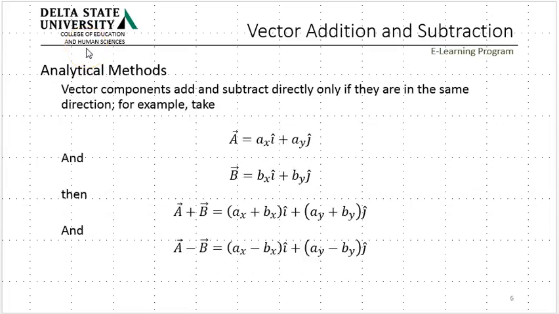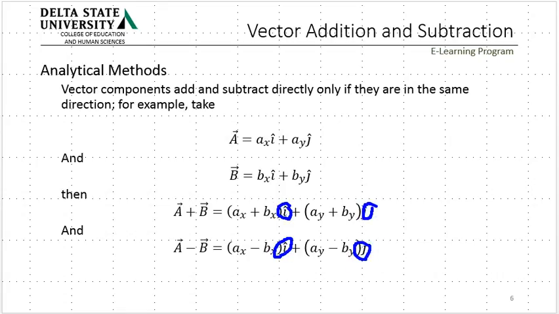So if we look at analytical methods, here's the important thing. These are independent coordinates, so I can only add up the i's and I can only add up the j's. I never get rid of that. If I'm adding a plus b, it's the x component of a and the x component of b added together, and then the y components add together. Or if I'm subtracting, it's ax minus bx and ay minus by. But at the end, I've still got a vector. I still have these unit vectors right here.